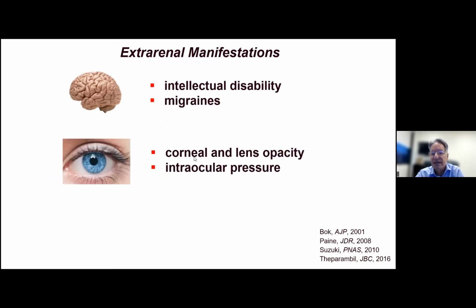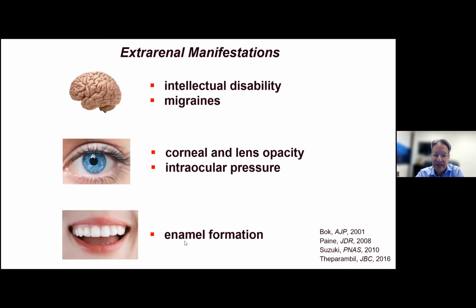The cornea can get lens and corneal opacities, so they can get cataracts. The intraocular pressure is higher, and we have shown in knockout animals that NBCE1 is not only important for bicarbonate reclamation, but it's essential to make an enamel on your teeth. If you don't have NBCE1 functioning normally, you don't make enamel. So it's really important for tooth formation.